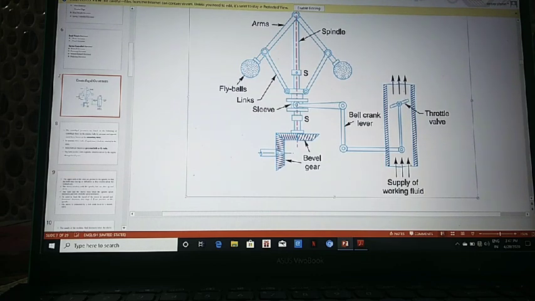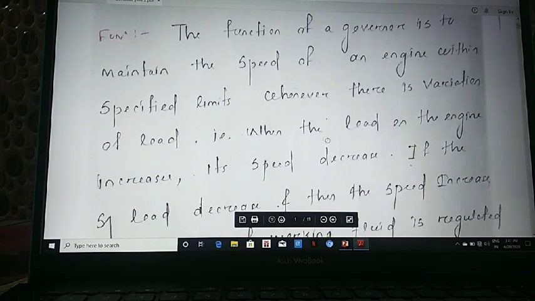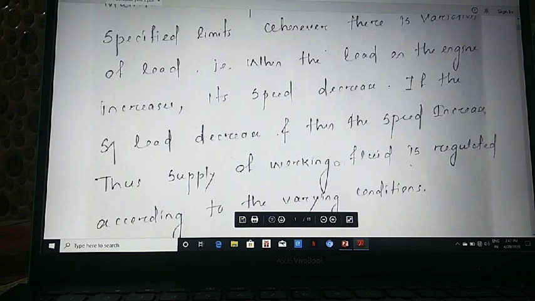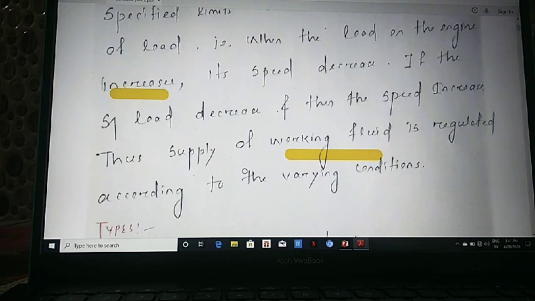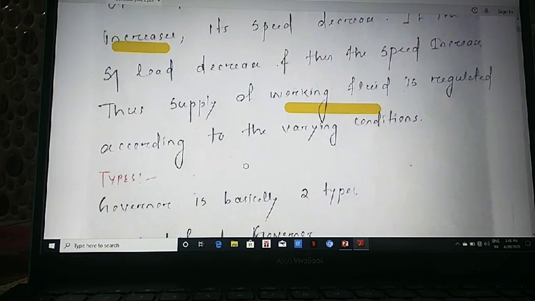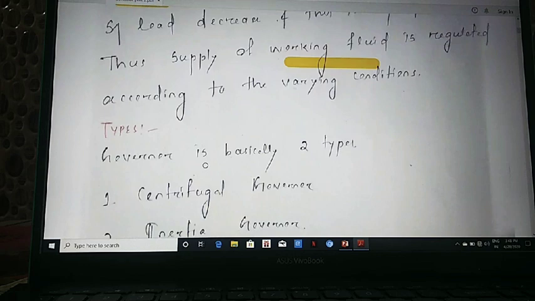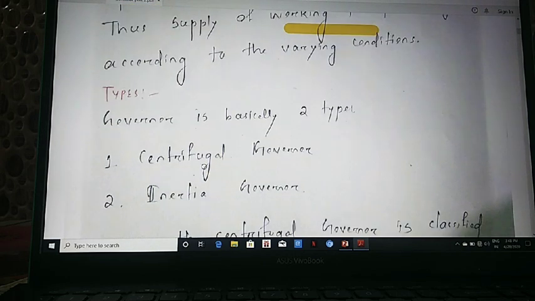The function of a governor is to control the speed, and it controls the speed within specific design limits by controlling the supply of the working fluid to the fuel chamber. So when there is a variation of the load, that means when the load on the engine increases, the speed will decrease, and it will regulate according to that. The supply of the working fluid is regulated. That we will discuss in detail later.